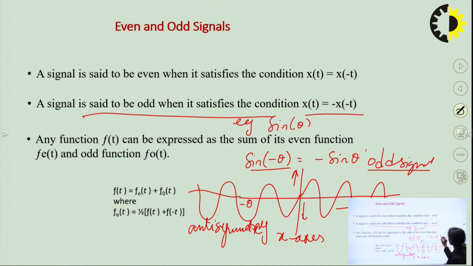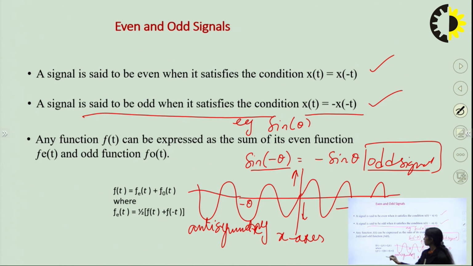So this is how, with the help of examples, we can satisfy the two conditions, that is the even signal and the odd signal. Now if we take the combination of even and odd signals, f(t) can be expressed as the sum of the even signal plus the odd signal, where f_e(t) equals half of f(t) plus f(-t). So this is the relation which combines the even signal and odd signal terms.